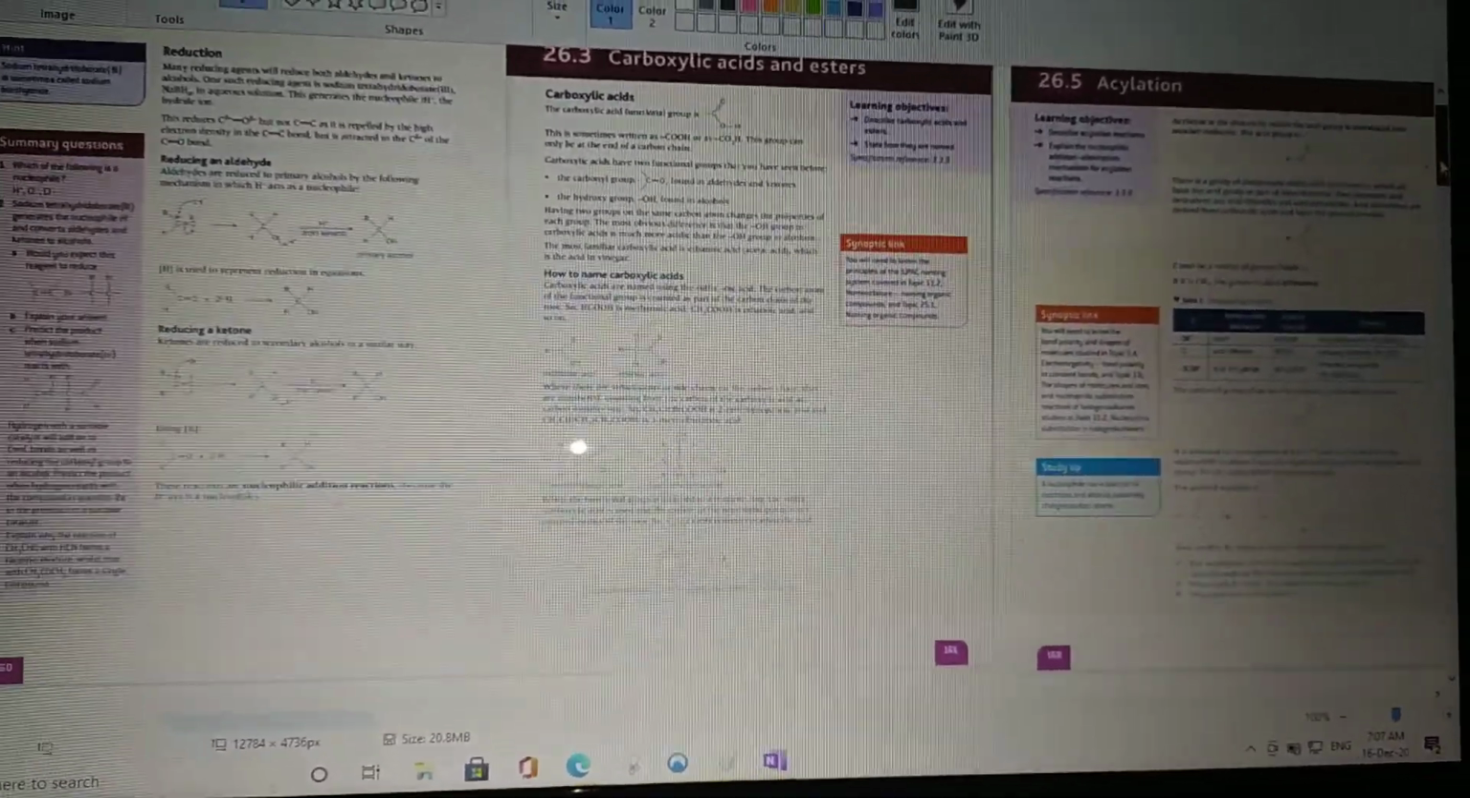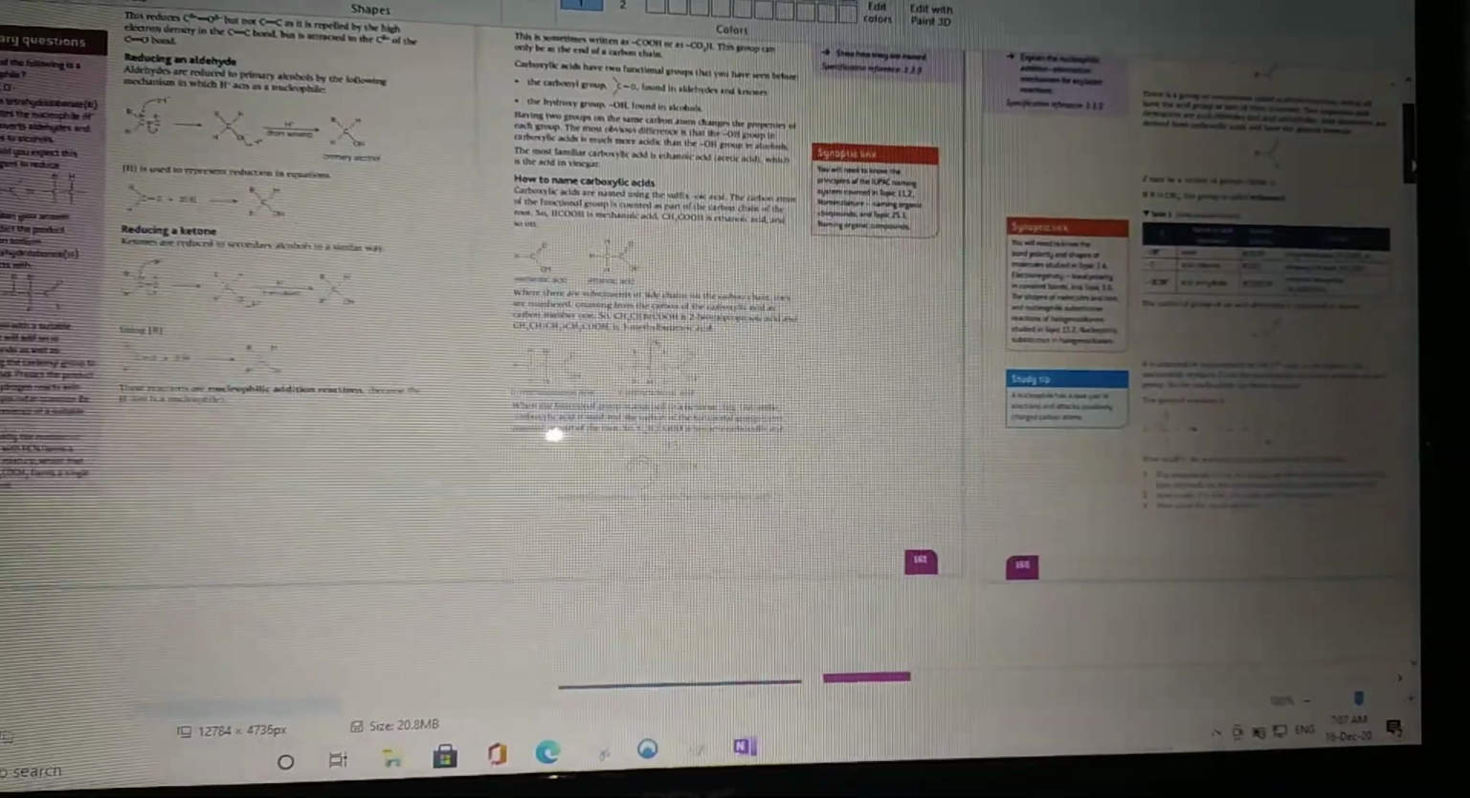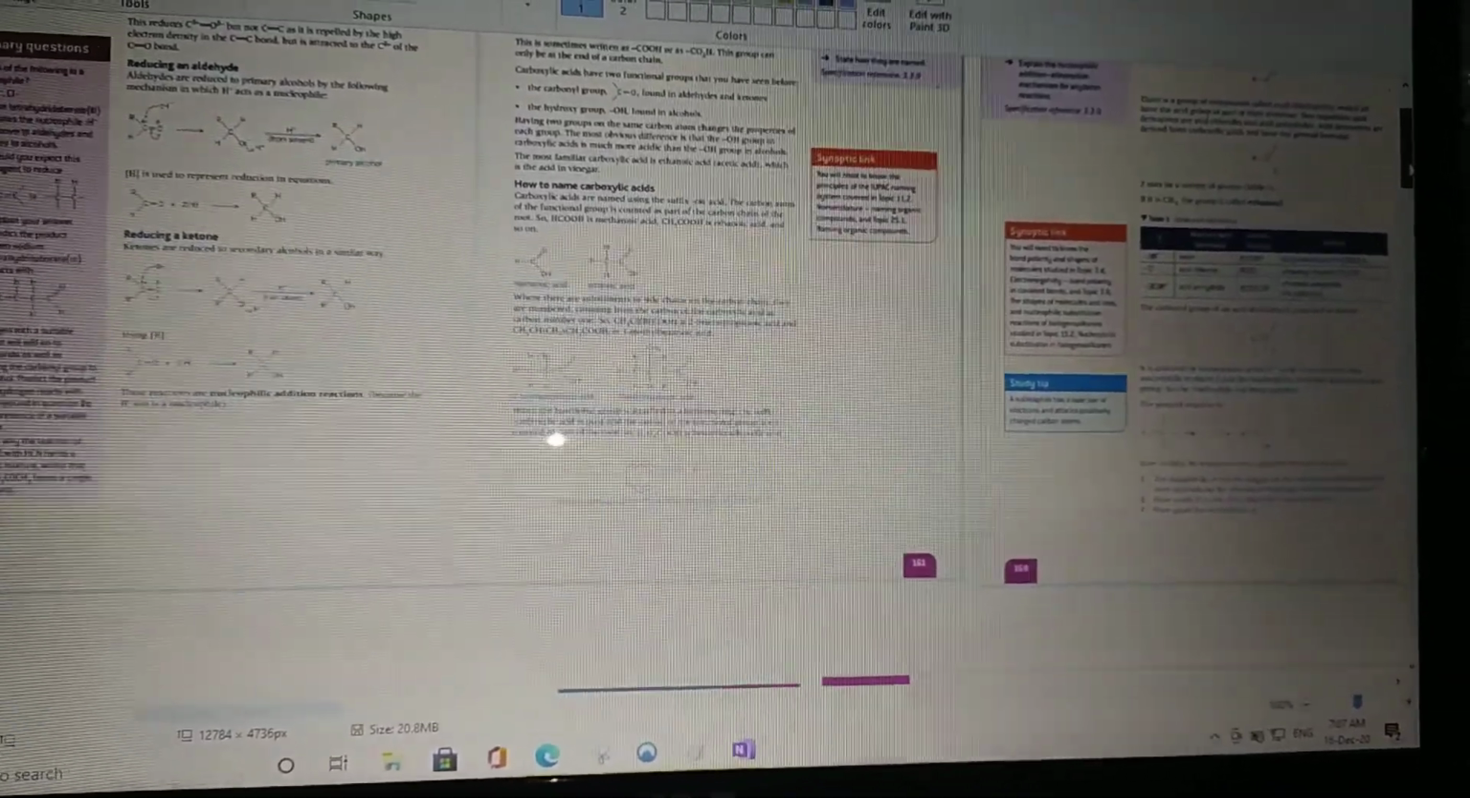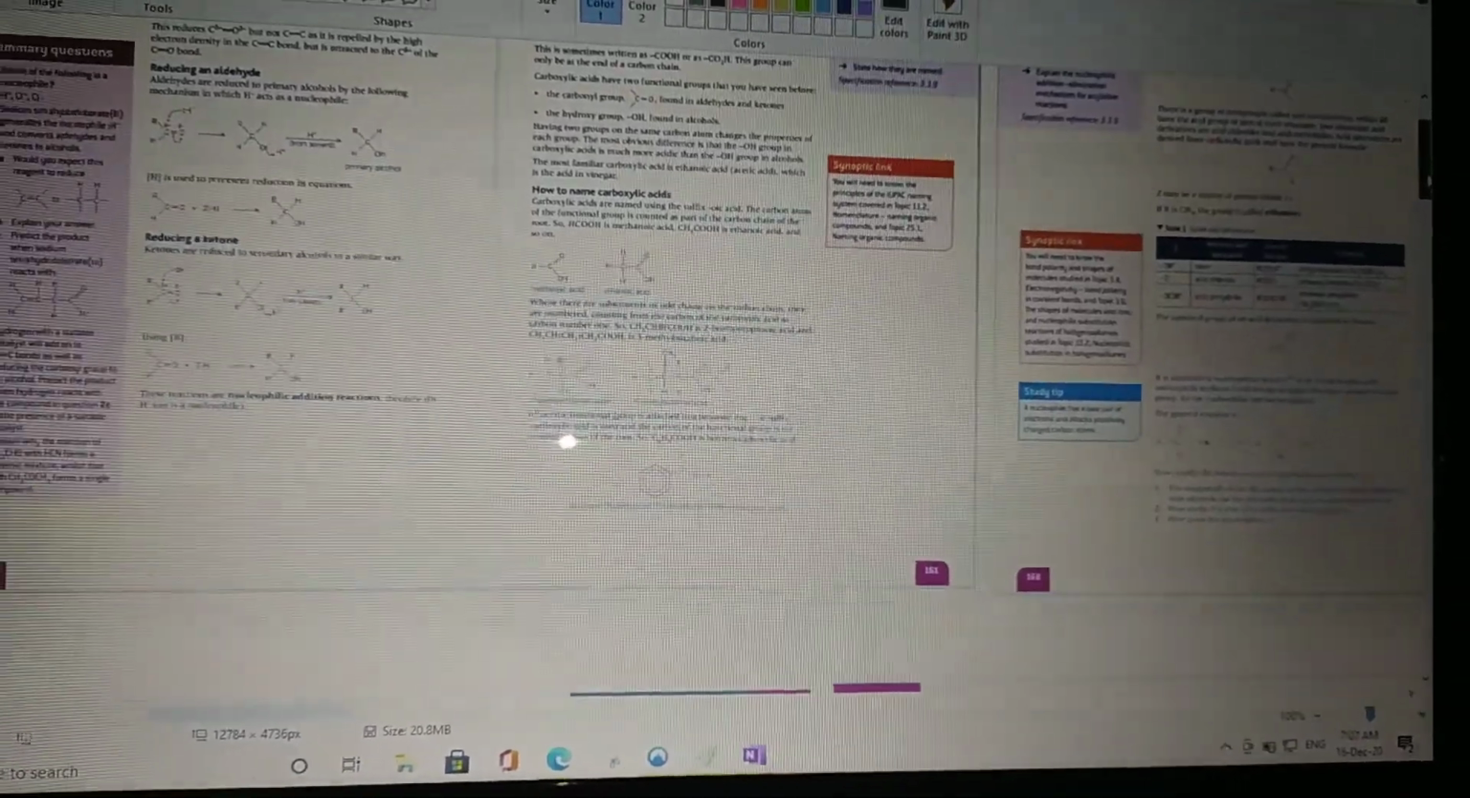Due to the presence of both these groups, the properties of each group change. The OH group in the carboxylic acid is more acidic than the OH group in the alcohols. You'll also see, when you come under infrared spectrometry, that the wave numbers differ completely for the OH in the alcohols and the OH in the carboxylic acid.